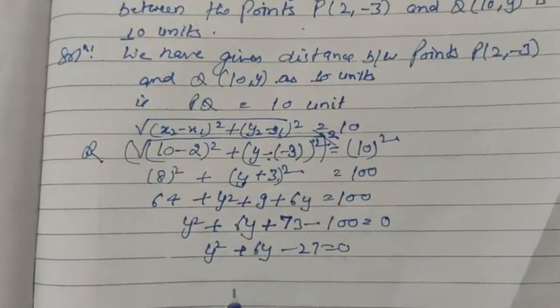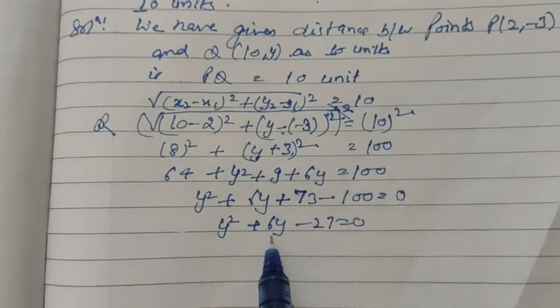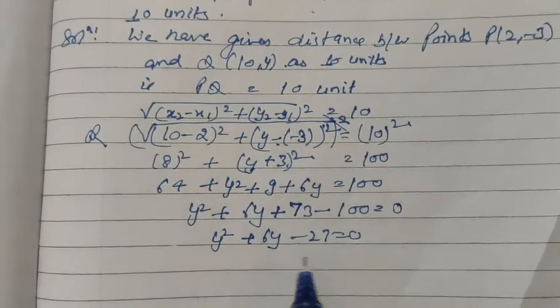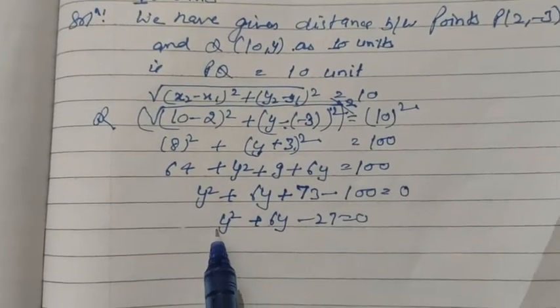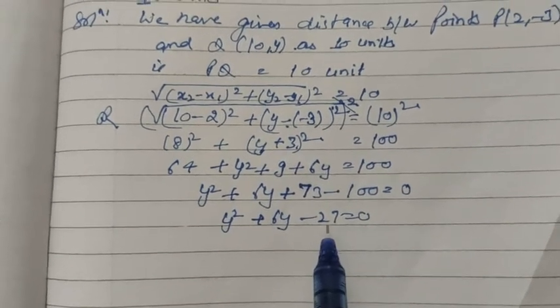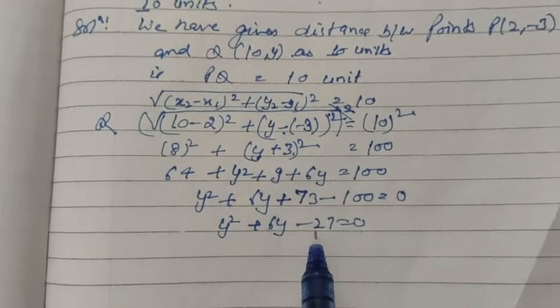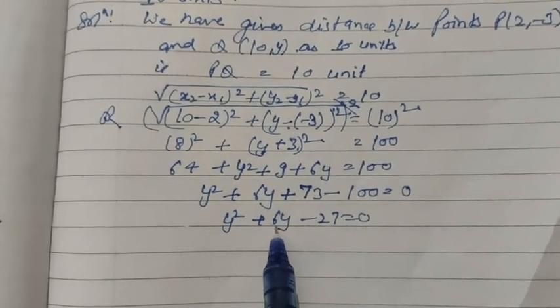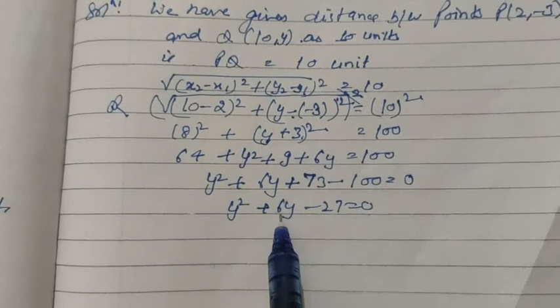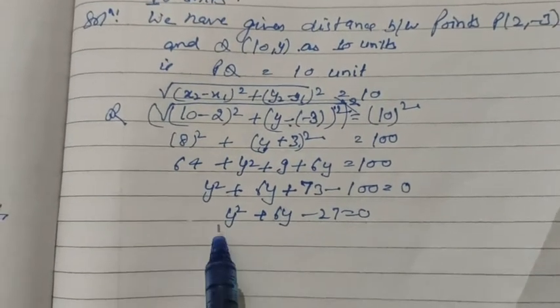So now we have a quadratic equation in the form of ax square plus bx plus c equals 0. Here b is 6, a is 1, and c is minus 27. So we have to apply the middle term splitting method, or you can say the factorization method. So now we have to break b into numbers such that their sum is 6 and their product is minus 27.